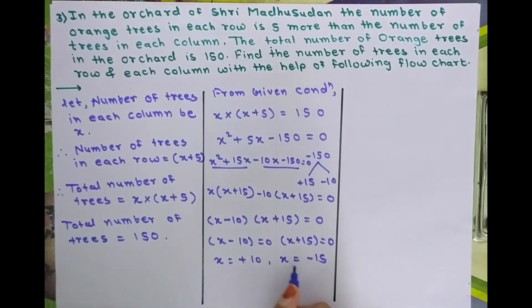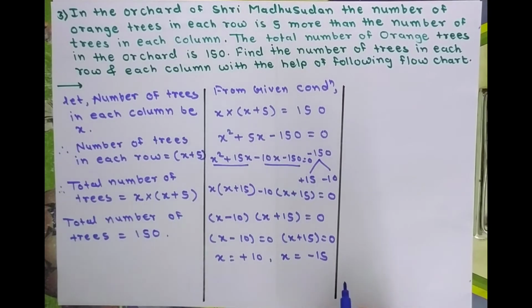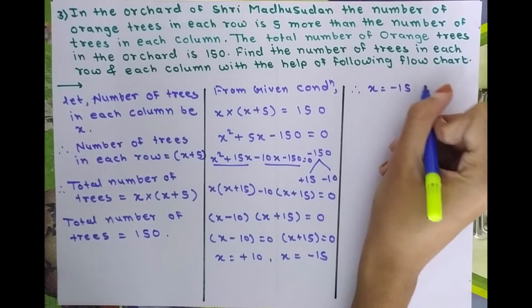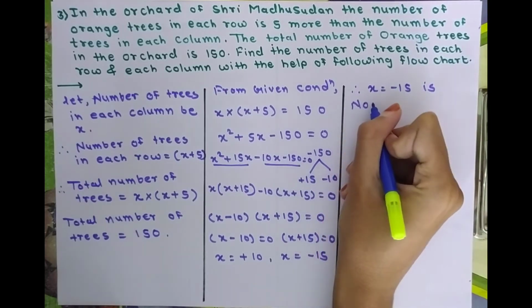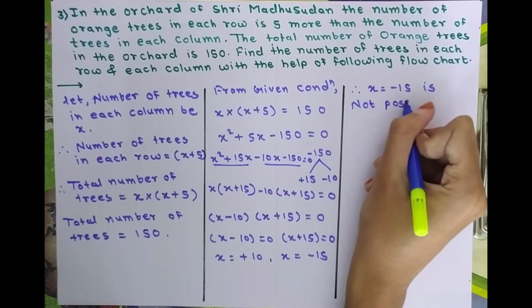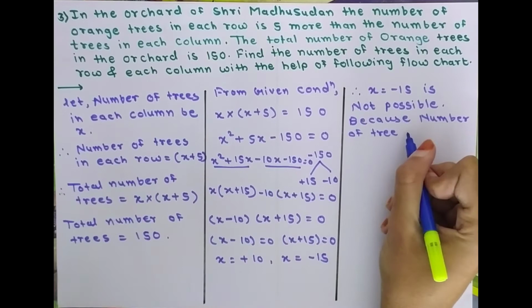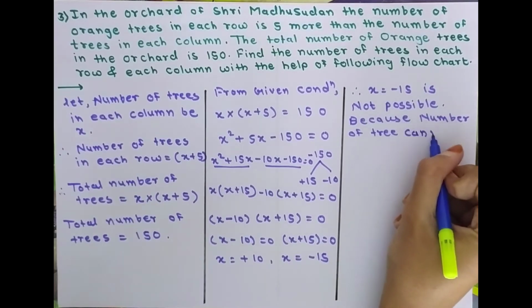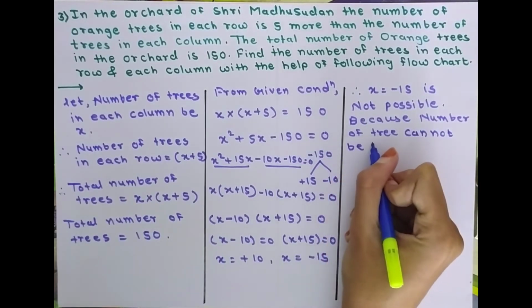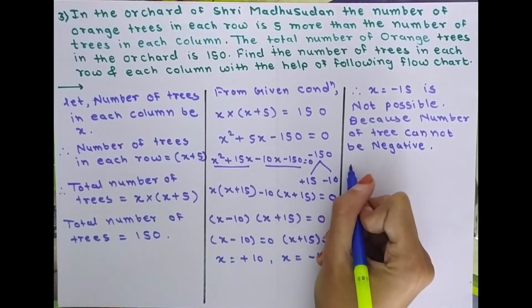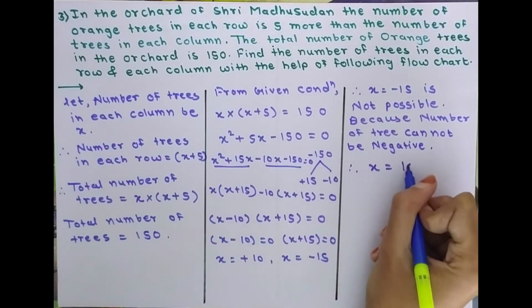So now look, we cannot count the number of trees as minus 15. We count 1, 2, 3, 4 like this. So this minus 15 is not acceptable. Therefore, x is equal to minus 15 is not possible, because the number of trees cannot be negative. Therefore, x is equal to 10.